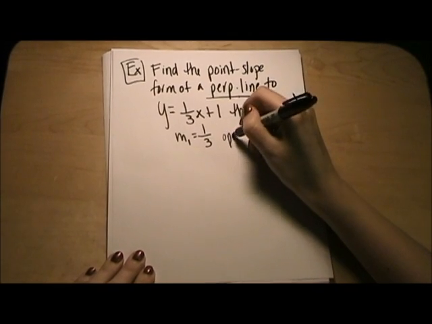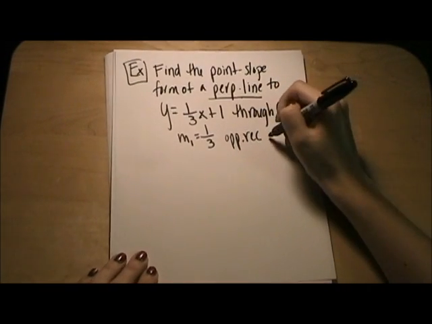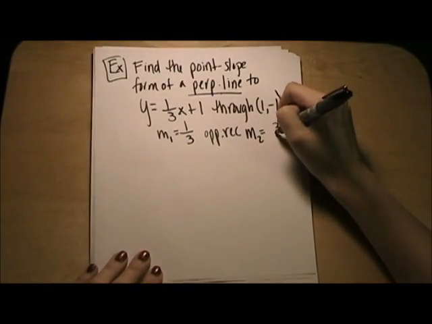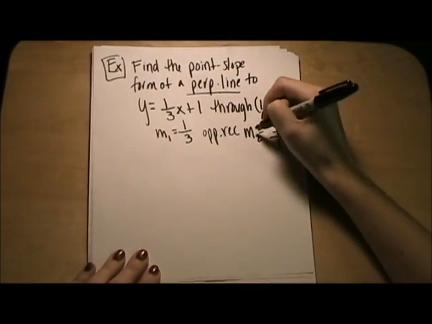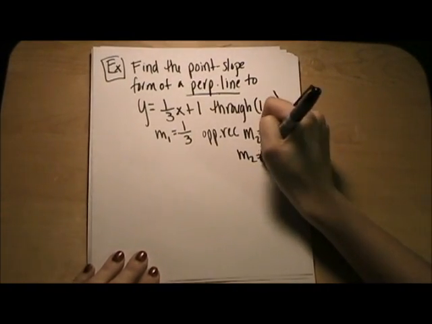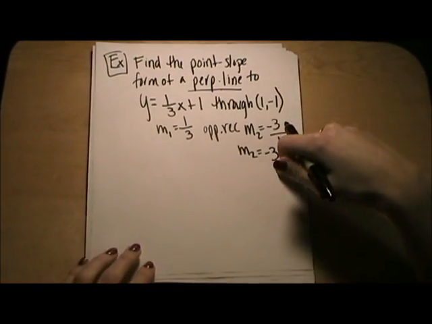Perpendicular means we need the opposite reciprocal. So we're going to flip it. The 3 is now on the top. And then we're going to change the sign. It was positive, now it's negative. So our slope is -3.